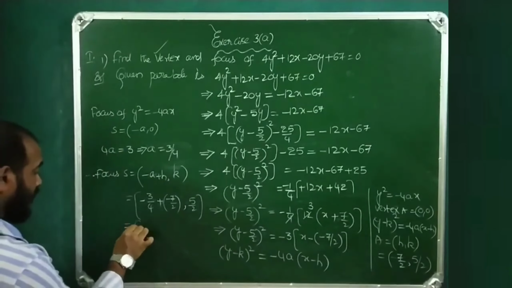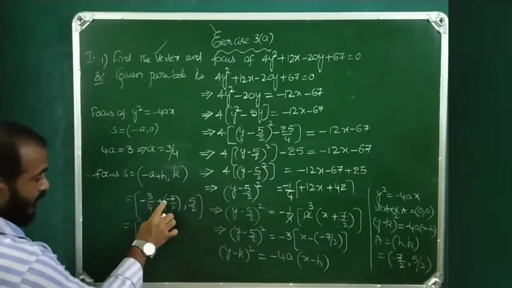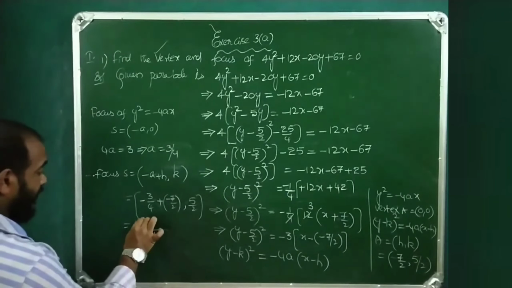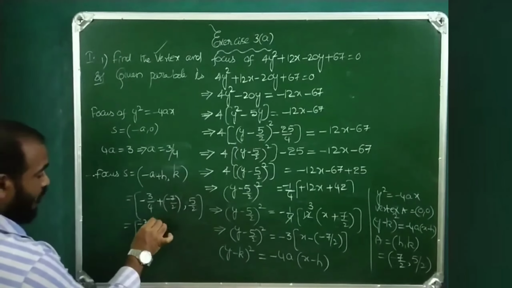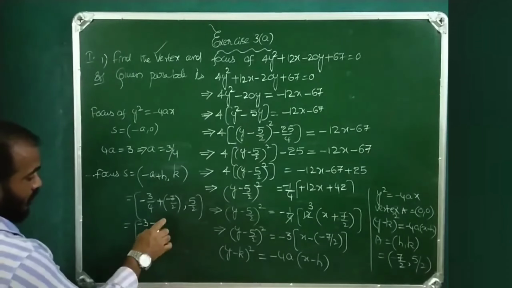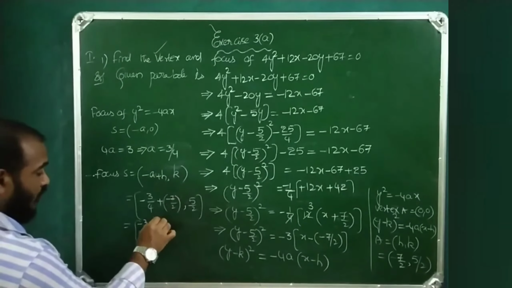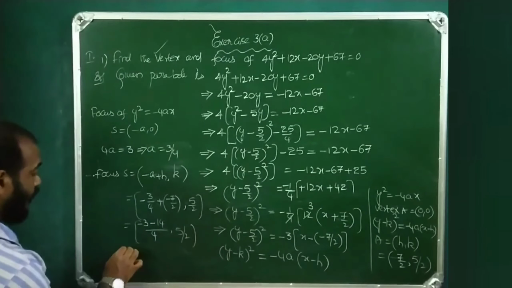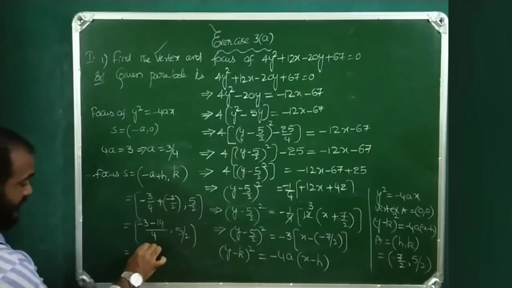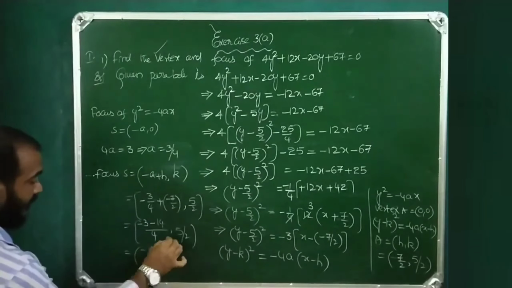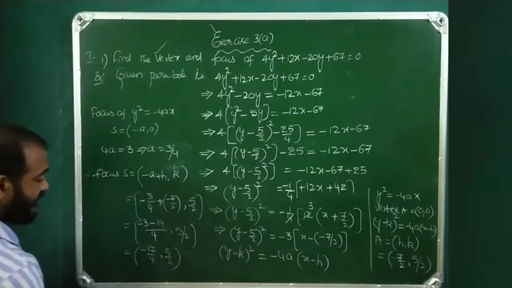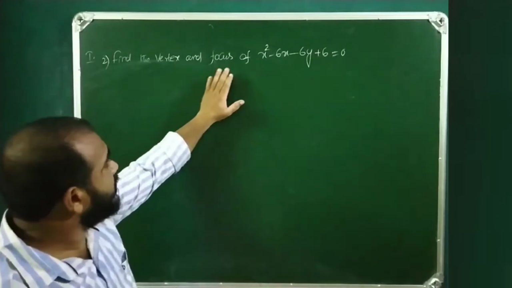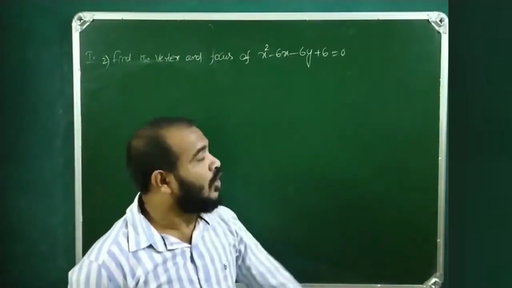Therefore, this is minus 3 by 4 plus into minus, minus 7 by 2. 4 is the LCM. So minus 3 plus 2 into minus 7, so 4 by 2 is 2, 2 7s are 14, comma 5 by 2. Therefore, this is minus 17 by 4, comma 5 by 2. So this is the focus. Now, find the vertex and focus of this parabola.